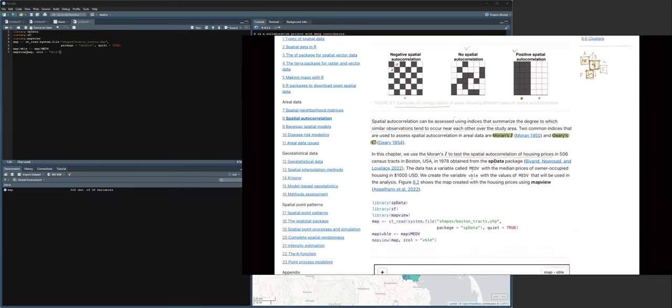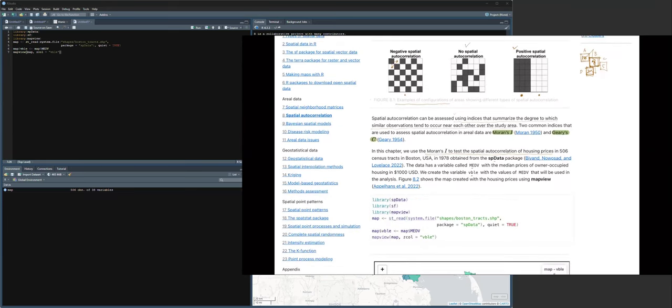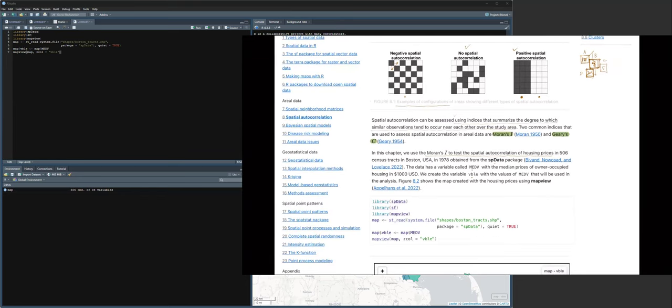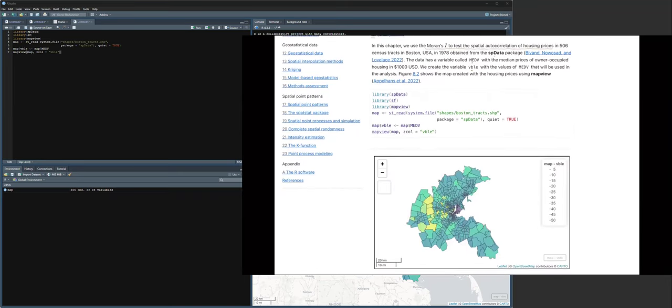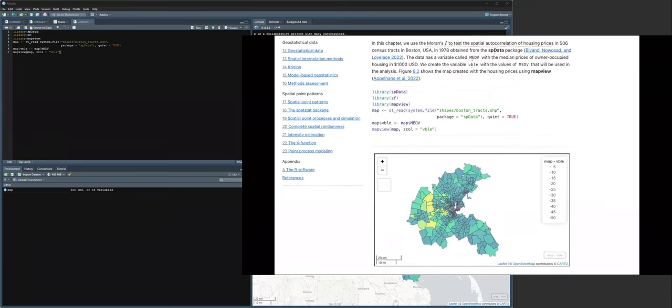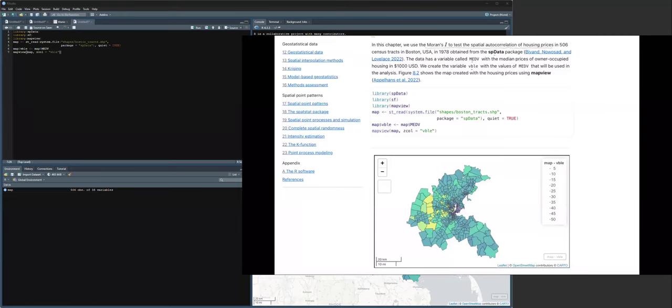So as you can see here, when we think about spatial correlation, we can use two index scores in this chapter, which are the Lorentz index and the Geary's C coefficients. Here, we actually use the median housing prices data set that we can use here.